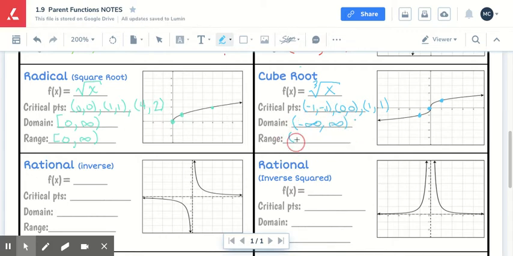And the range is also all real numbers. That's a parenthesis.